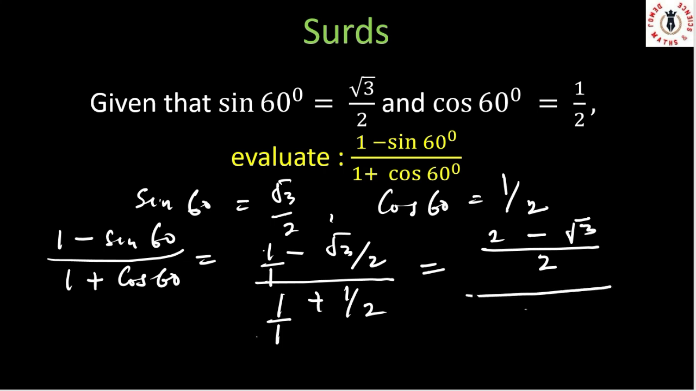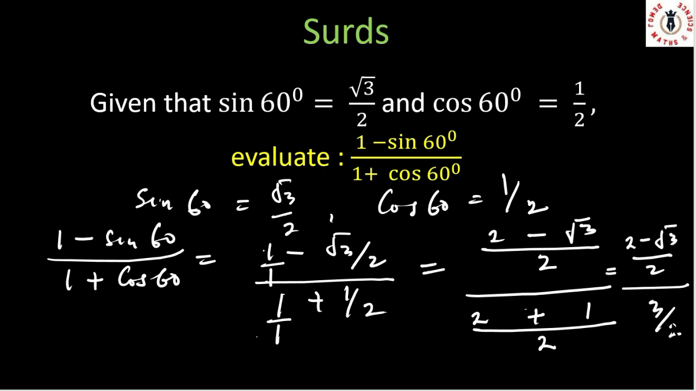over. Here again, I'll take an LCM. That will also be 2. Now, 1 in 2, that's 2, times 1, that's 2, plus 2 in 2, that's 1, times 1, that's 1. So this will be 2 minus root 3 over 2, all over 3 over 2.